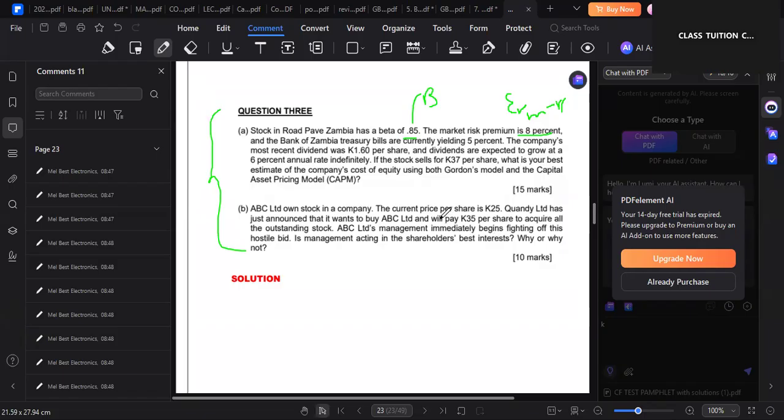A company has a price per share of 25 and just announced it wants to buy ABC Limited for 35 kwacha per share to acquire the outstanding stock. ABC's management immediately begins fighting off the hostile bid. Is management acting in the shareholders' best interest? If not, why? So remember this is what I was always talking about, the theoretical arguments.